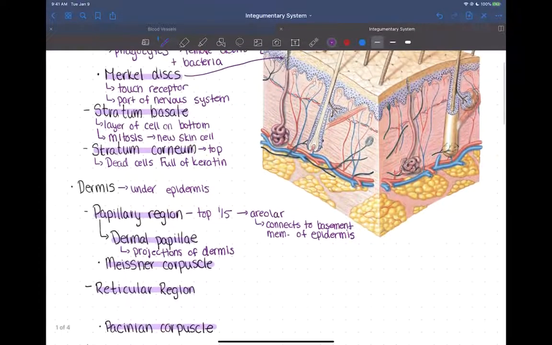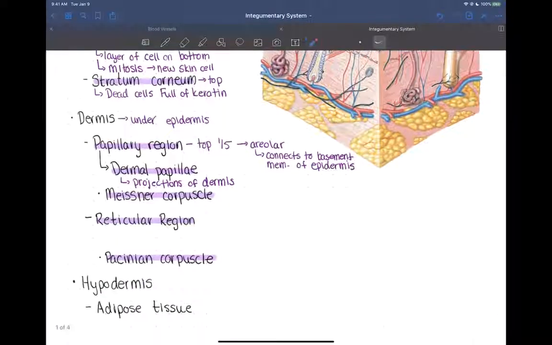You can see, if we're looking here, this would be our papillary region, and we shift to a different kind of tissue that looks much more fibrous here. That would be our next region. In the papillary region, still that top 1/5, we have a structure called a Meissner corpuscle. The Meissner corpuscle is just another type of touch receptor. It would be integrated with the nervous system, and this is a touch receptor.